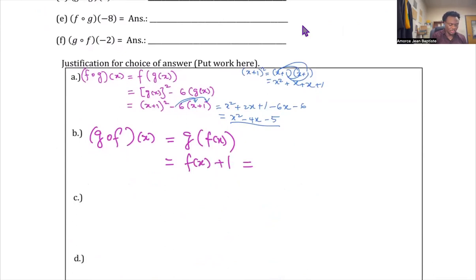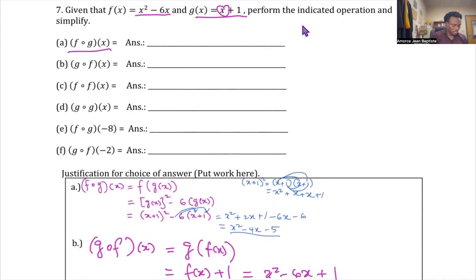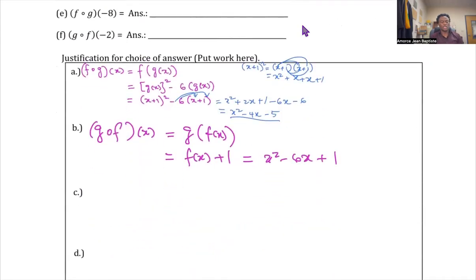What is f of x? x squared minus 6x plus 1. Well, that's f of x. And then plus 1 was the plus 1 from g of x. That is g composition f of x.